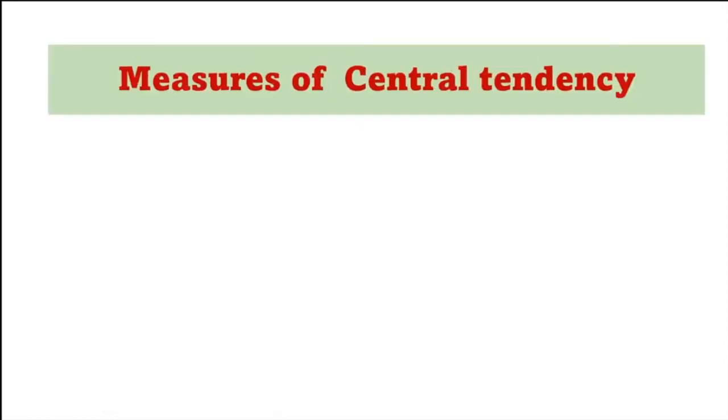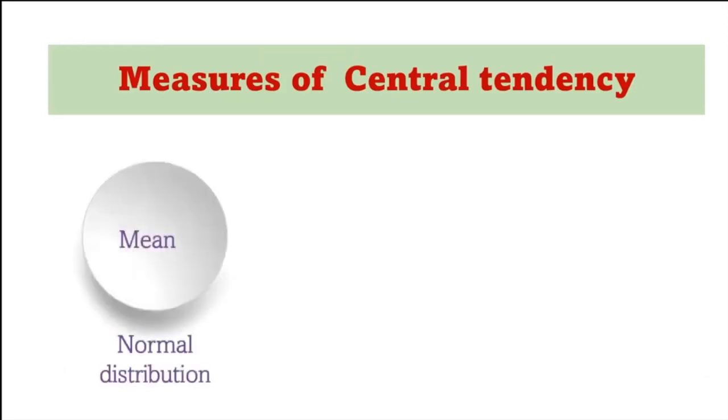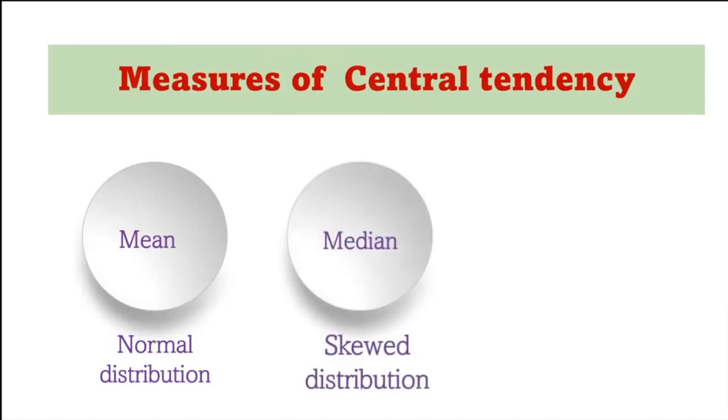Now the second measure is of central tendency. We measure the central tendency of data by measuring the mean when the data distribution is normal, that means when the variable which you have chosen is of normal distribution, and we'll learn subsequently about the criteria for this normal distribution. Then we calculate the mean.